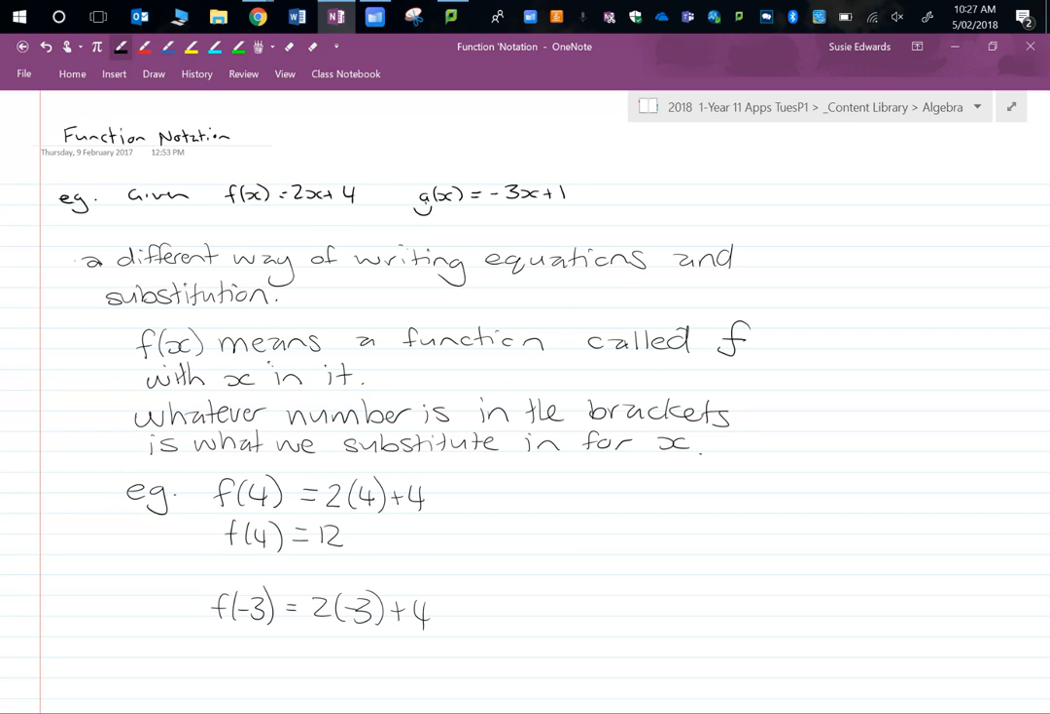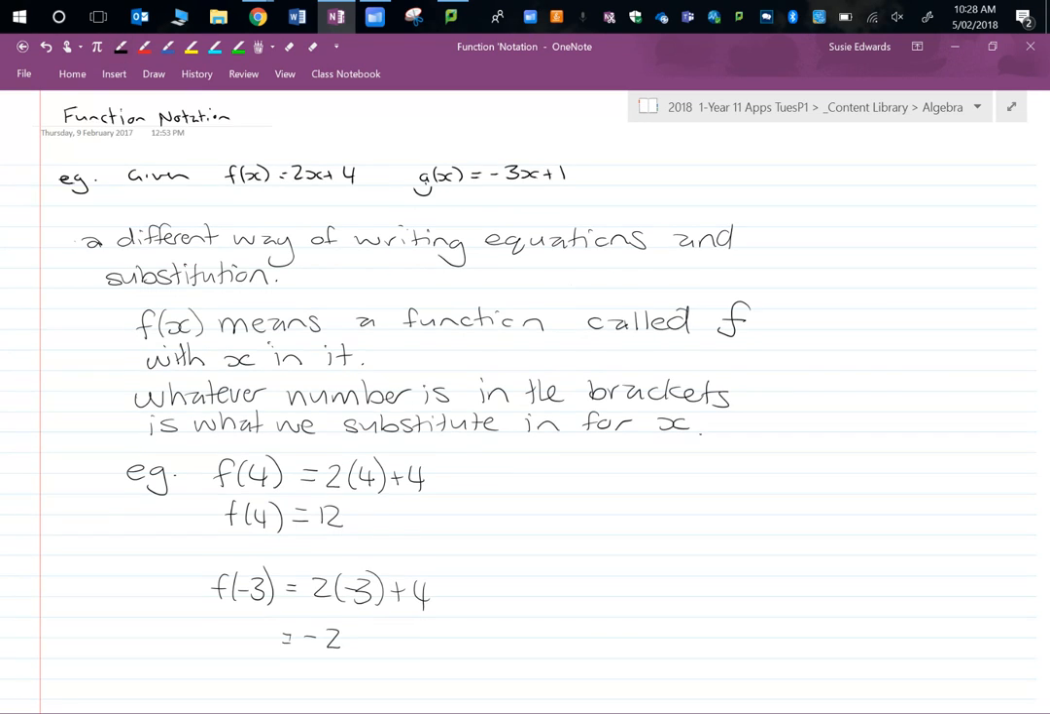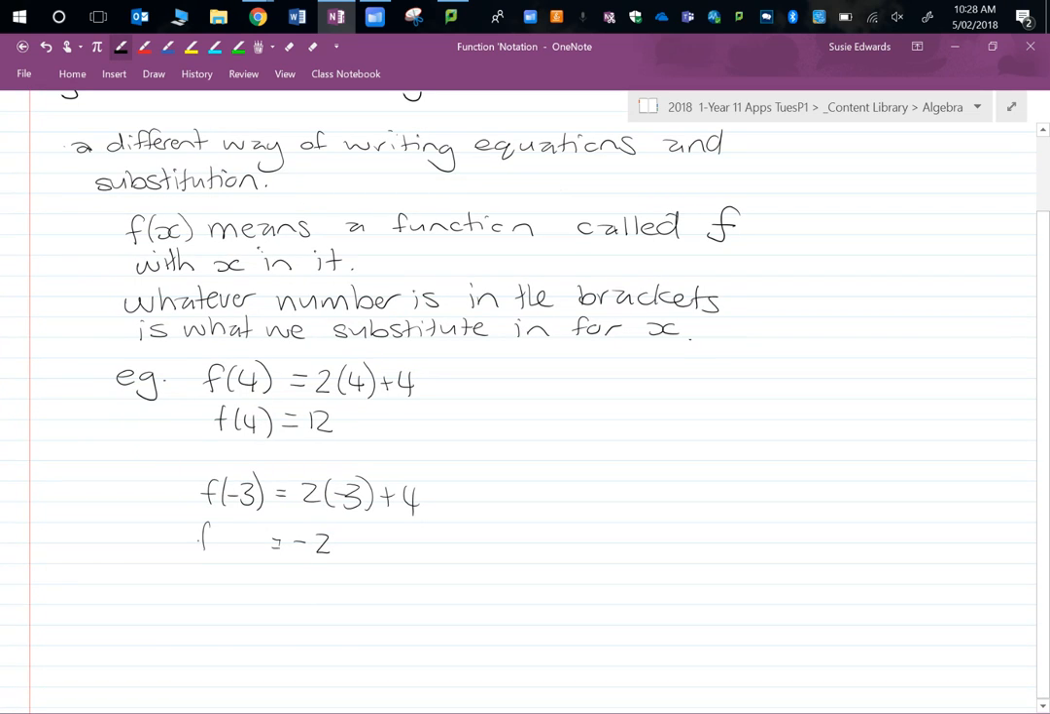So 2 times negative 3 is negative 6 plus 4, negative 2. People get really confused by this, but it's actually easier than writing out all the words for substitution. It's just that you have to remember what it means. Once you practice a bit, it usually gets quite easy. So f of negative 3 equals negative 2.